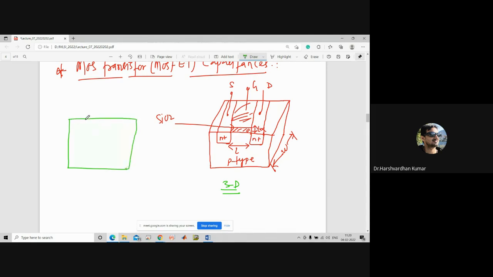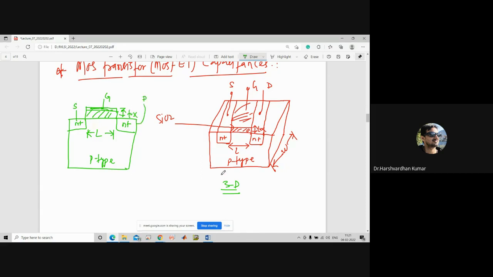Okay, so let us draw a P type, and here the length is represented by L. This thickness is represented by Tox, that is the oxide layer thickness, and there will be a metallic contact here, that is gate, source, and this terminal is drain.